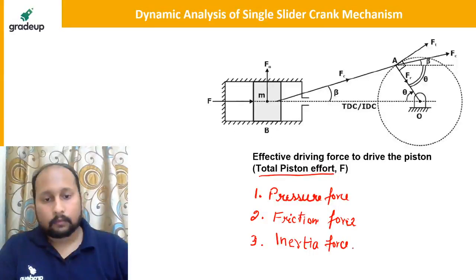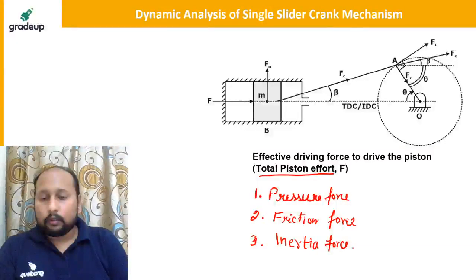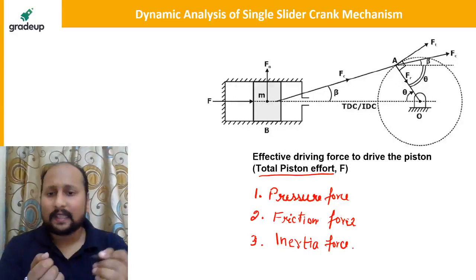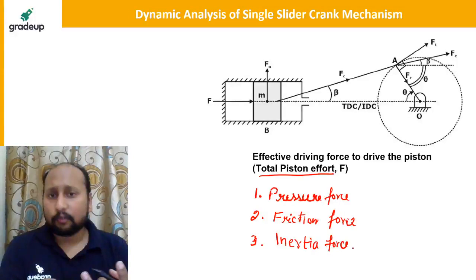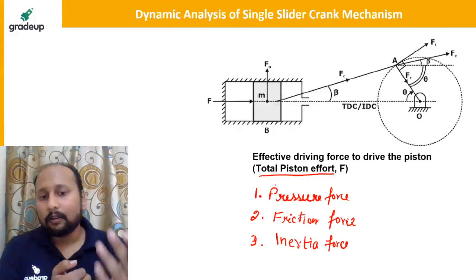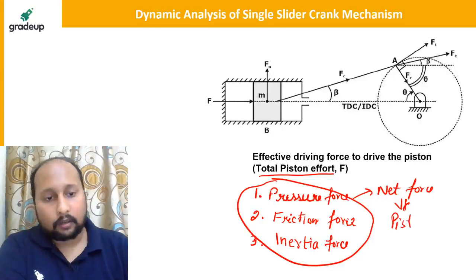Inertia force. Okay. Very good evening, all of you. So we're having 3 forces on the piston: the pressure force, the friction force, and the inertia force. What is inertia force? It is basically a fictitious force. You all know the definition of inertia force. When you apply D'Alembert's principle, we'll get the total piston effort. So when you take into account all these forces, the net force acting on the piston will be known as the piston effort. Clear? Fine.